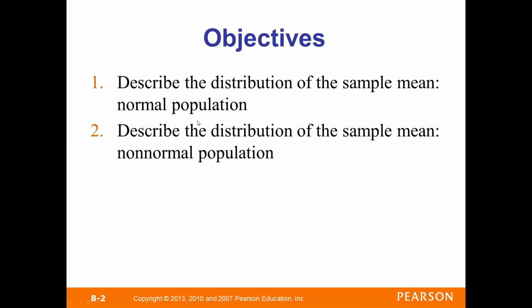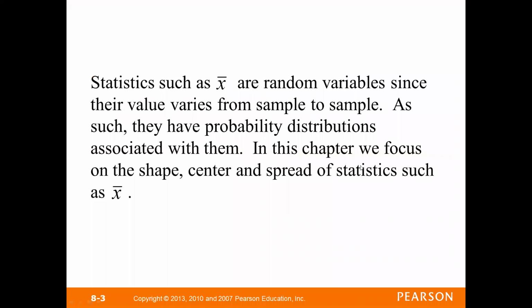Okay, so our objectives in this section are to describe the distribution of the sample mean when we start with a normal population, and describe the distribution of the sample mean when we have a non-normal population. So first of all, let's remind ourselves about what statistics we tend to use to describe sets of data. The most common ones are the mean and standard deviation. For the sample mean, we use the symbol x bar.